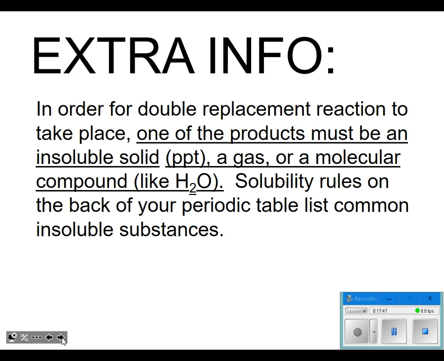All right. Now, I will tell you, in order for a double replacement reaction to actually take place, one of the products must be an insoluble solid, a gas, or a molecular compound. Now, there are solubility rules on the back of your periodic table, which list common insoluble substances, but I am going to tell y'all, in our chemistry class right now, we are going to give you reactions that are always going to occur for double replacement reactions. So you won't have to predict what the insoluble solid is or any of those things. So just to let you know.